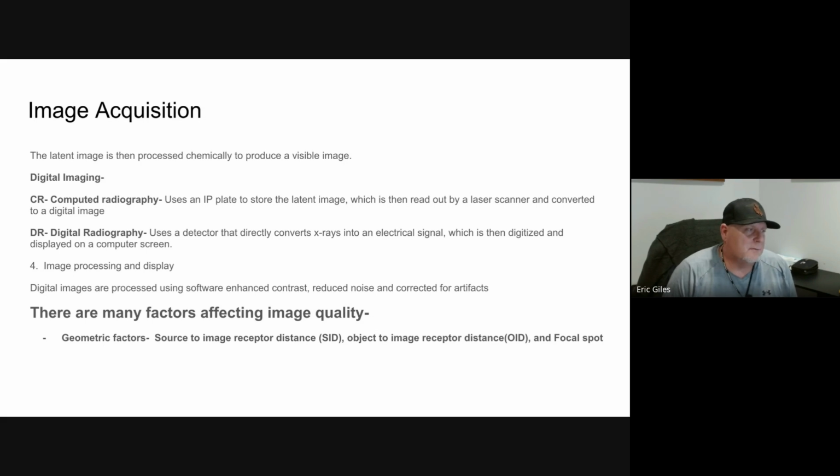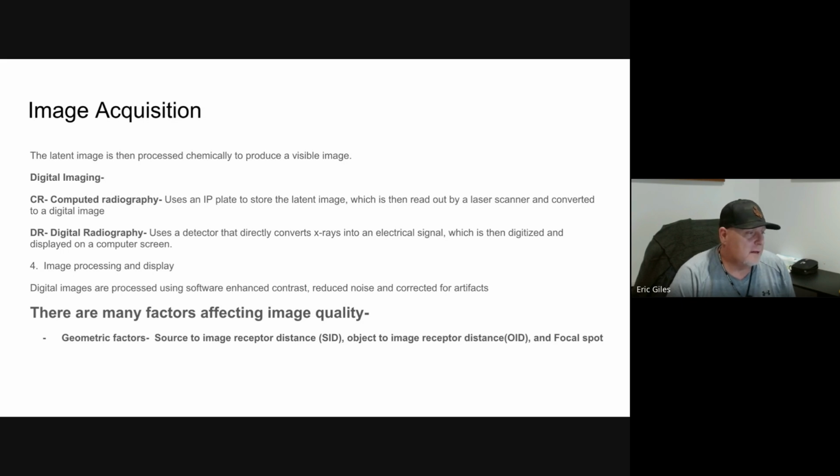But like I say, we don't use that one either. The one we use is DR. So when we're ever asked by any surveyor or inspector, we are DR, or digital radiography, which uses a detector that directly converts X-rays into electrical signal, which is then digitized and displayed on our computer screen. Okay.